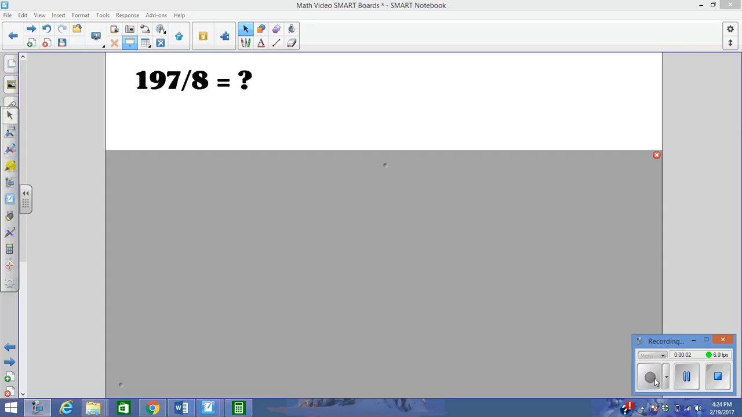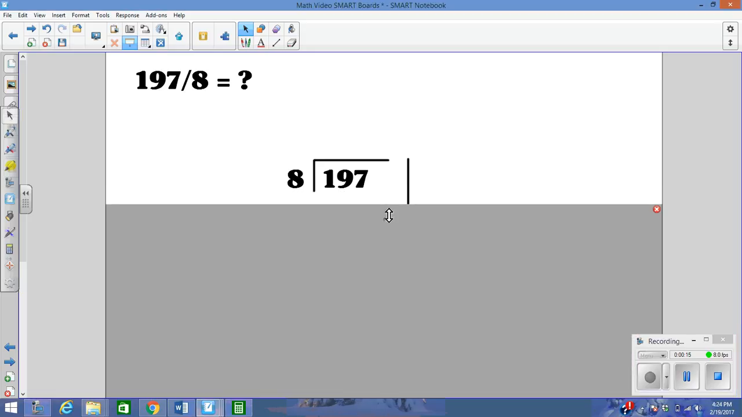In this lesson, we will review the partial quotient strategy for long division. I want to find out what 197 divided by 8 equals. When I set up my long division problem, whether I'm doing traditional or partial quotients, it will look like this. On the inside is the number I'm dividing into. On the outside is the divisor or the number I'm dividing by.